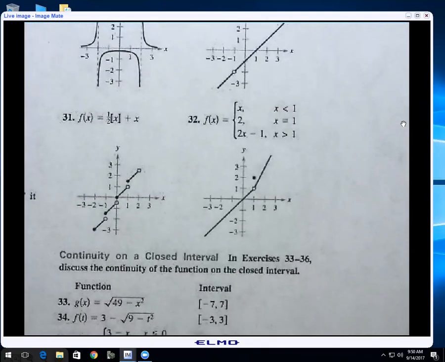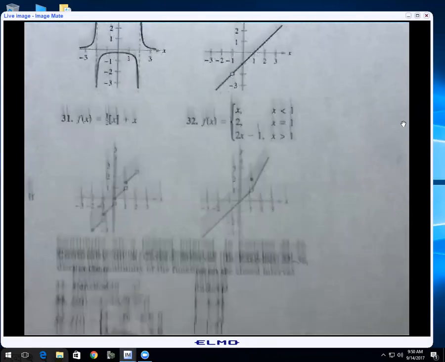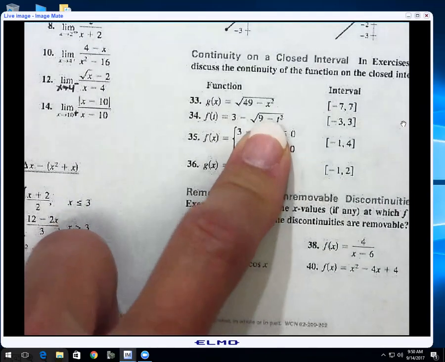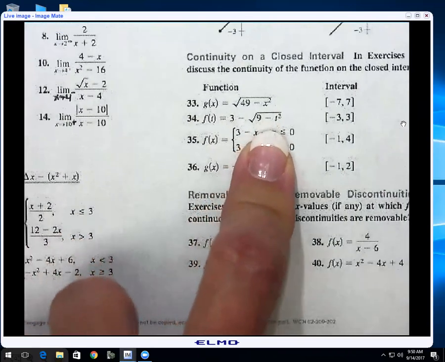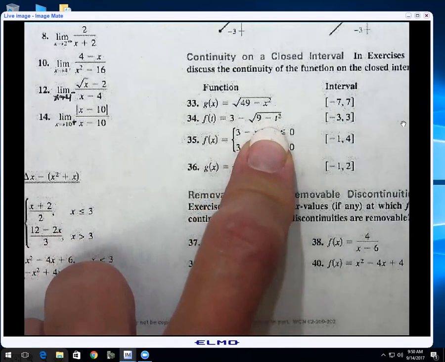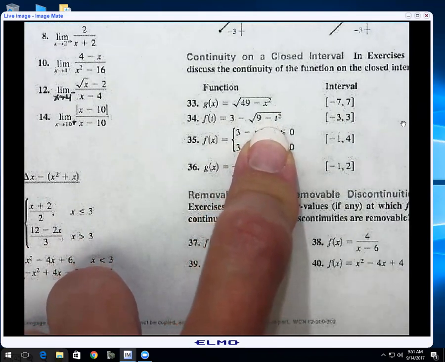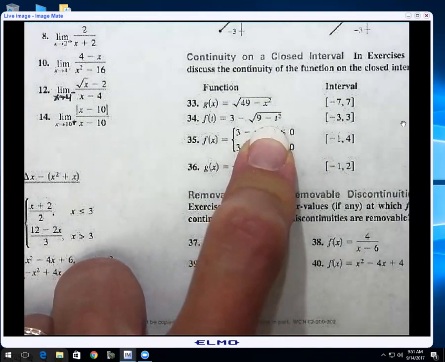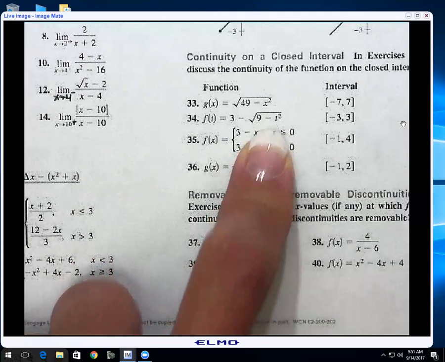Continuity on a closed interval. Number 34, a semicircle that includes both endpoints. If you were graphing a semicircle from one endpoint to the other endpoint, could you draw the whole thing without picking up your pencil? Yeah, you could get all the way to the endpoint. It's continuous on that entire interval -3 to 3.